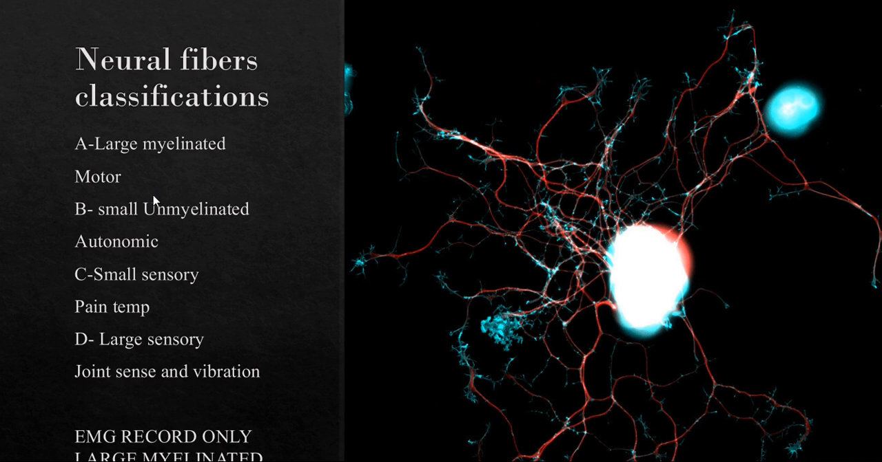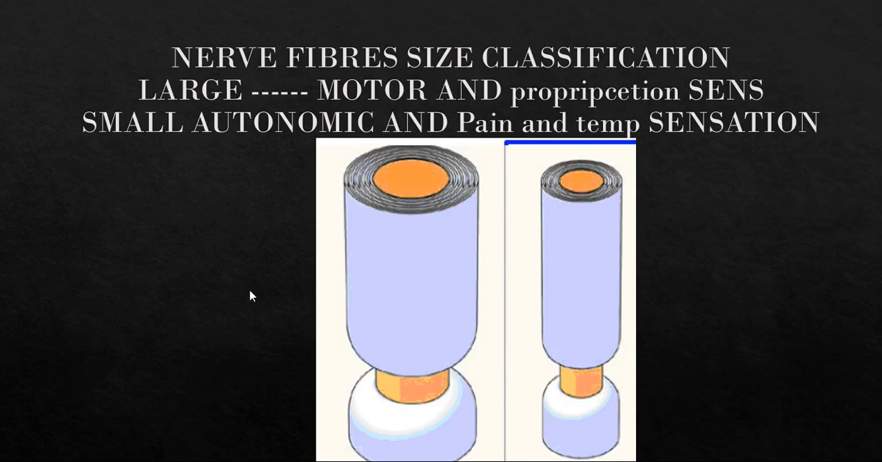So actually, EMG only picks up the signals from the large myelinated fibers, the motor fibers or the sensory fibers. Basically, these are the two types of fibers in the human body: either the nerve fibers are really large or small. The large fibers are all the time motor. Small fibers are all the time autonomic. And when it comes to sensory, they are both in between. There are small sensory fibers responsible for transmission of pain and temperature, and there are also large sensory fibers responsible for transmission of proprioception sensation.